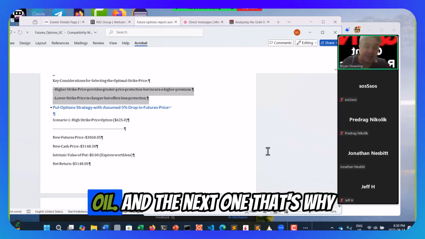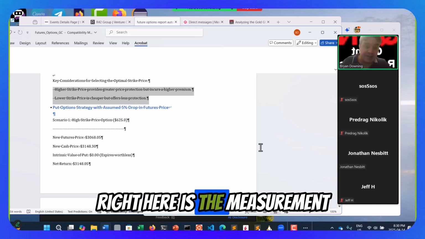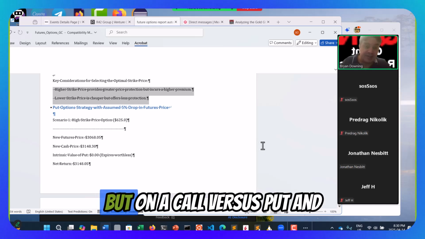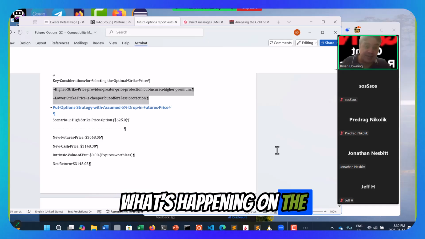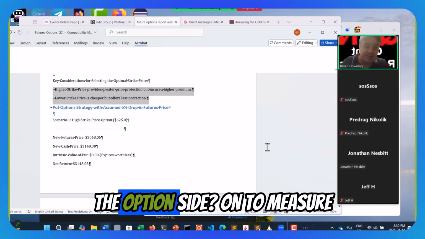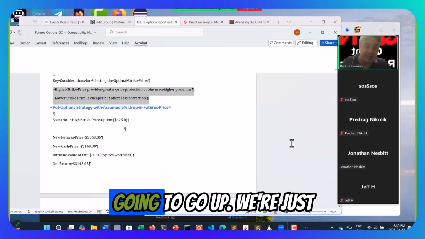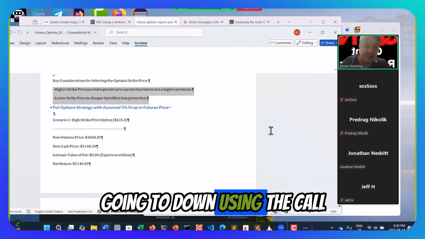And what you'll see with the oil in the next one. That's why I'm showing you that. This right here is the measurement. And again, this could be wrong, but on a call versus put, and what's happening on the strength of is it more of a call or is it more of a put on the option side to measure your future, is it going to go up or is it going to go down using the call and put?